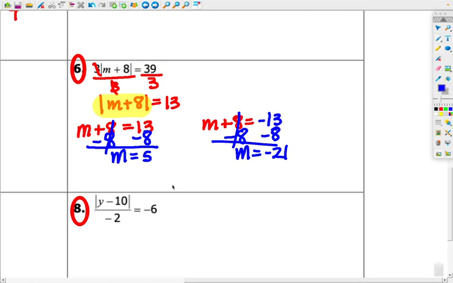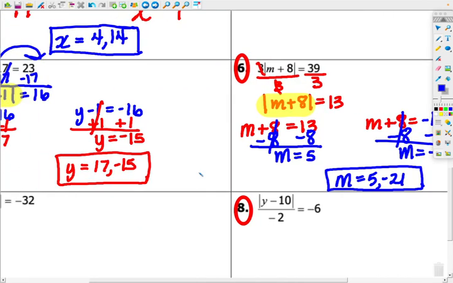So my solutions for number 6 are 5 and negative 21. Number 7.